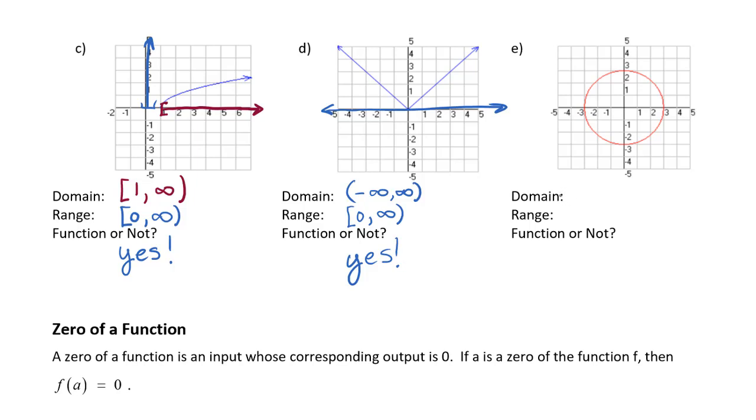Our domain for the circle given is -3 to 3. Our range is -3 to 3, but because this is not a function, we're just going to say no and move on.